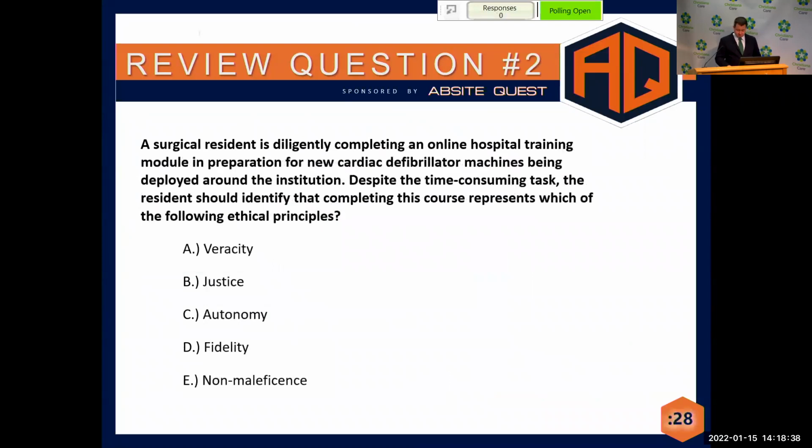All right, next question. We didn't talk about this, but I wanted to at least briefly touch on it. A surgical resident is diligently completing their online hospital training modules in preparation for new defibrillators that are going to be deployed around the institution. Despite this time-consuming task, the resident should identify that completing this course represents which of the following ethical principles? Love ethics.